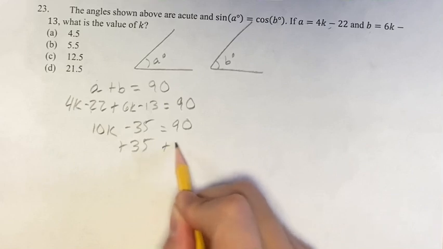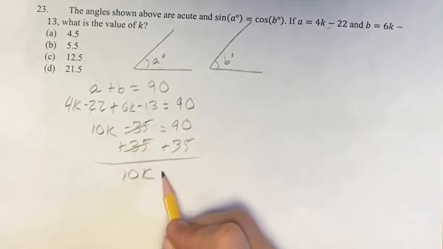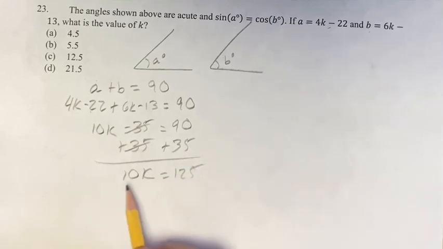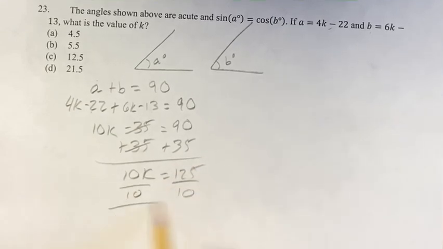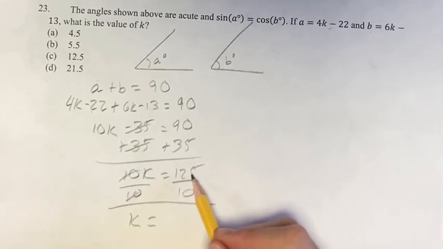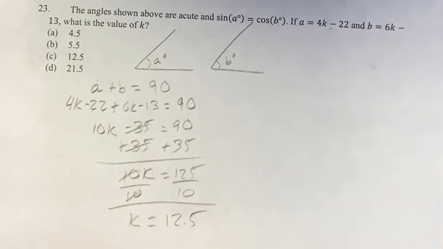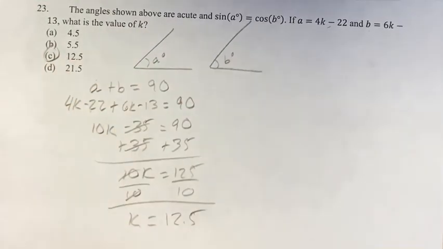Add 35 on both sides. We get 10k is equal to 125. Dividing both sides by 10, the 10's cancel, and we are left with k is equal to 125 divided by 10, which is 12.5. So what is the value of k? k equals 12.5, which lines up with answer C.